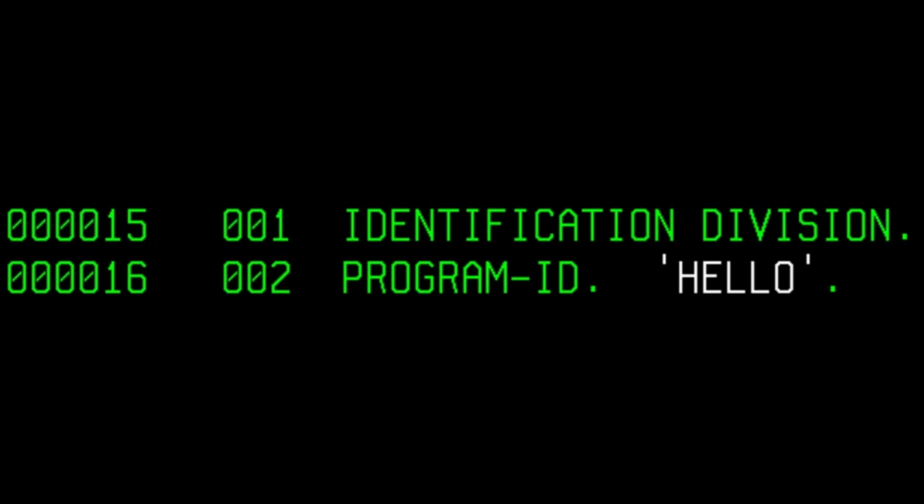The first division is called the identification division. This simply identifies the program and can include information about the author of the program, installation specifics, etc. For most shops, the identification division is pretty straightforward other than the program ID.